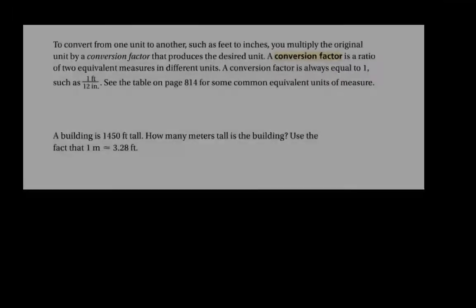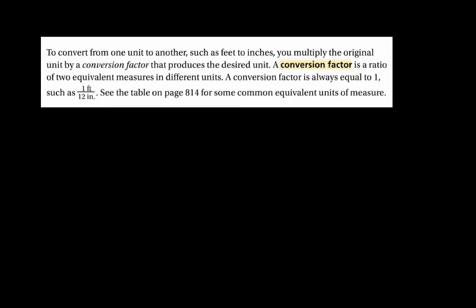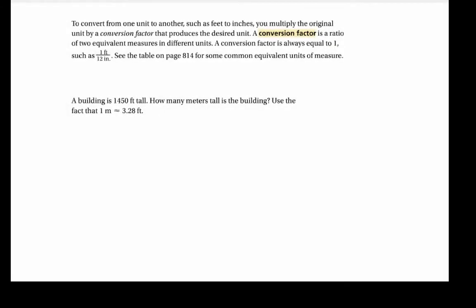To convert from one unit to another, such as feet to inches, we multiply the original unit by a conversion factor that produces the desired unit. A conversion factor is a ratio of 2 equivalent measures in different units. A conversion factor is always equal to 1, such as 1 foot over 12 inches. There's a table on page 814 in your text that you can see some common equivalent units of measure. It's in one of the appendices in the back of your book.